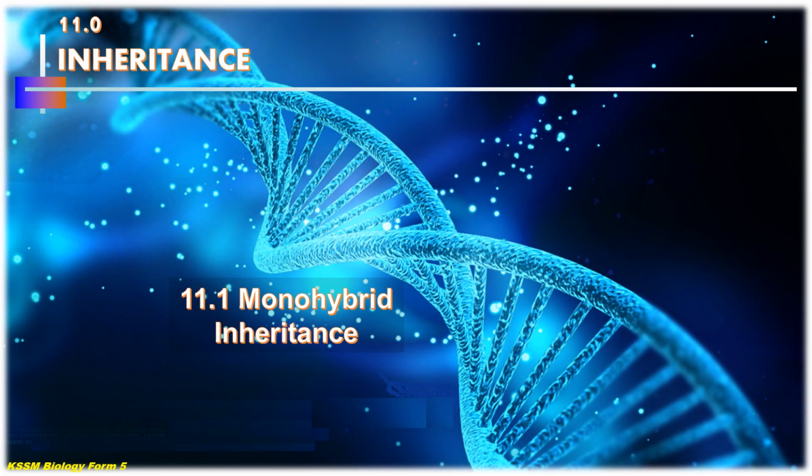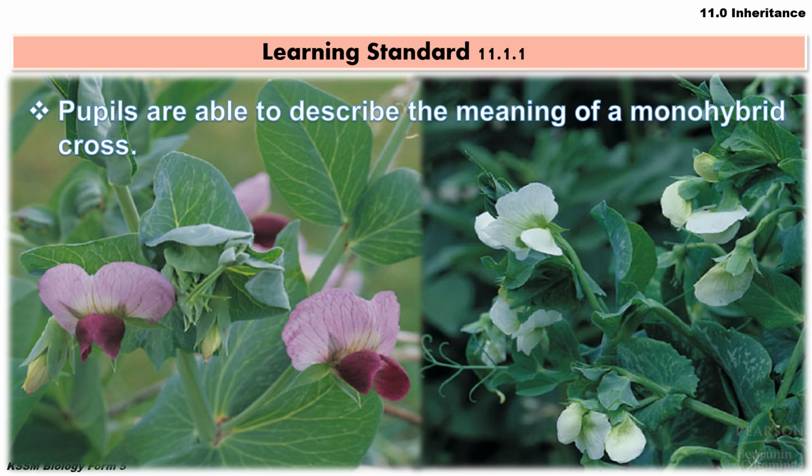So welcome back. We move to chapter 11. Chapter 11 is about inheritance. Okay, tentang genetic. So 11.1, we are going to study about monohybrid inheritance. First learning standard, you are able to describe the meaning of monohybrid.